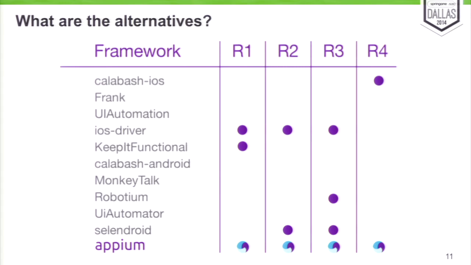So what are the alternatives? Like I mentioned, there's lots of stuff in this space. Based on the 4 criteria that we just outlined, Appium is really the only one that meets all 4 of these criteria. So that's why it was chosen as the library to use.